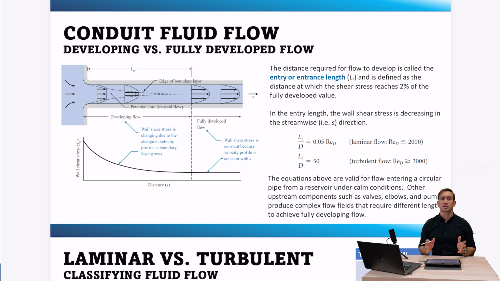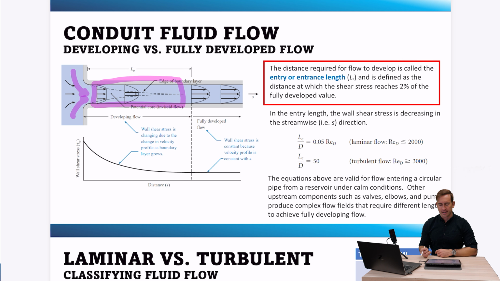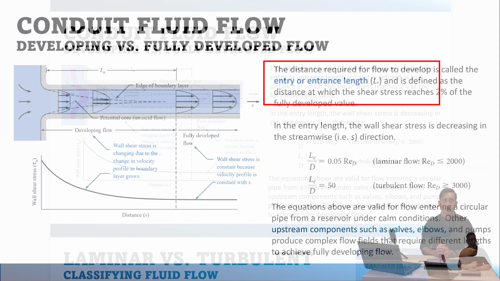Another concept that we'll consider is what's called developing/fully developed flow. Essentially what happens in this is that when you've got fluid flowing from one pipe into another pipe, there's going to be an area right around here where we've got what's called the entry length, or kind of the length of the pipe that it takes the fluid to really form into the flow that it's going to have throughout the rest of the particular system.